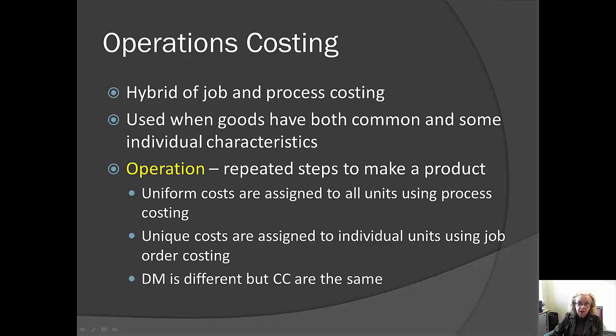In other words, the materials are going to be different, but many of the conversion costs are going to be the same. An example of an industry that would use operations costing would be the automobile industry. There are many things that are similar about producing all models of cars for a particular manufacturer, but there are lots of costs that are unique, that make the models different from each other.